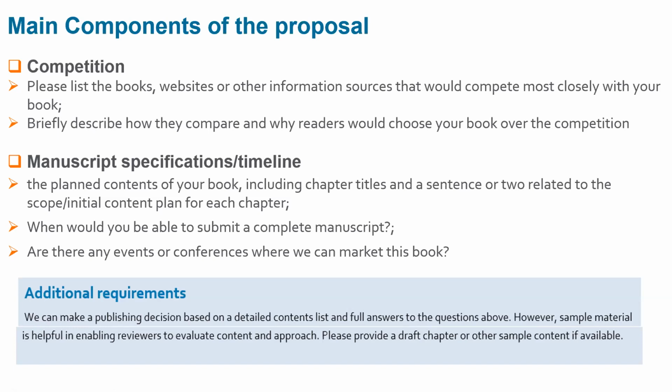And the last component in the proposal is the manuscript specifications and timeline. The beauty of publishing a book is that you can write down your proposal and submit it even if you didn't finish the whole book or the whole chapter. You can do that, but you must have the full vision and the overall structure of the book. Once you have that done, you are ready to write down the proposal and submit it. The planned contents of the book, including all the chapter titles and the summary of each chapter, should be included in the manuscript specifications.